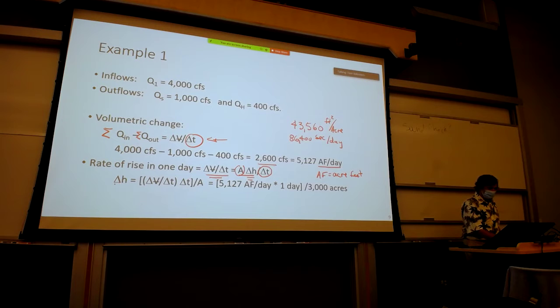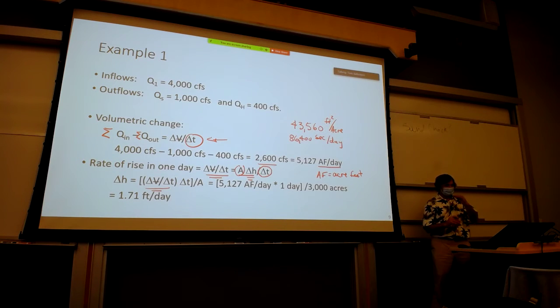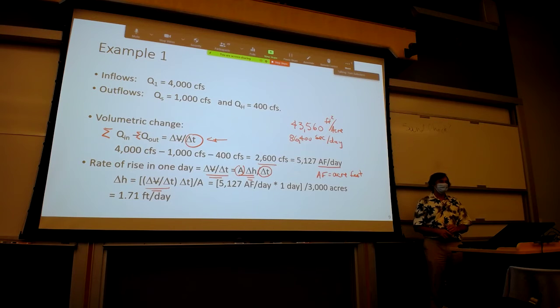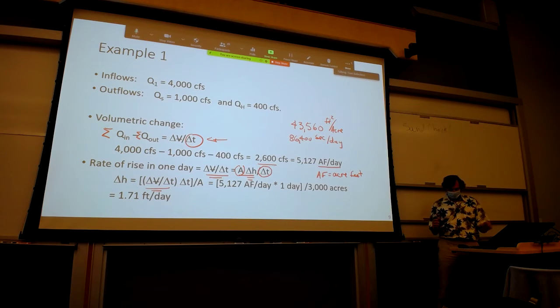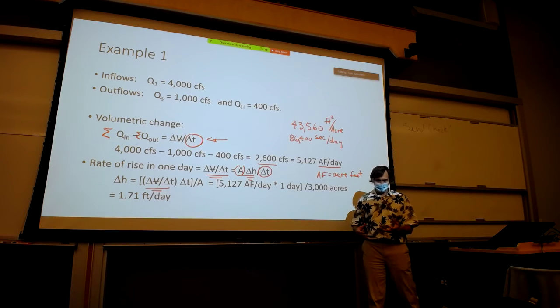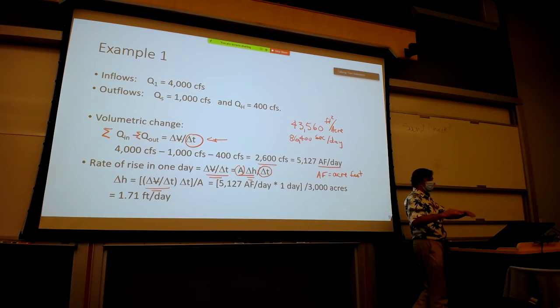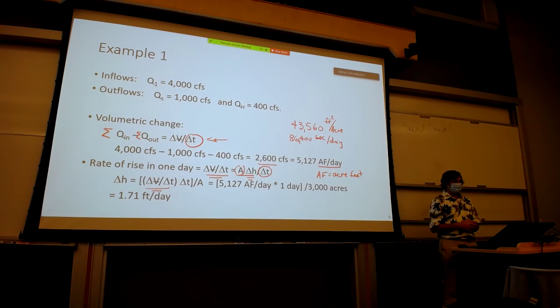So we solve the equation above algebraically for delta H. And so in this case, the rate of rise in 1 day is the volumetric rate of change, which we said was 2,600 CFS or 5,127 acre feet per day. Delta T is prescribed 1 day, and the surface area is 3,000 acres. And so that would give us a rate of change of 1.71 foot per day. So again, if you maintained these conditions for 24 hours, that reservoir would have increased the depth by 1.71 feet. So if it started at 30 feet, it would be 31.71 feet at the end of the day.